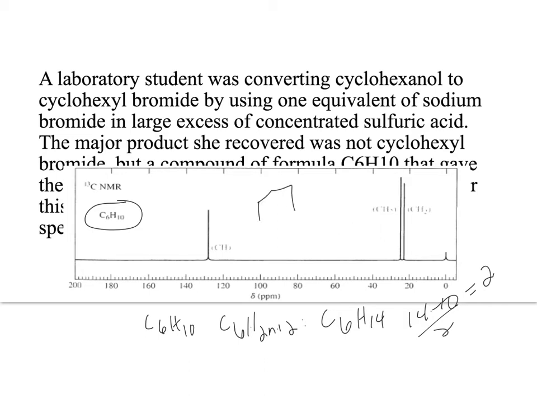So what if we got elimination? And you got that. That would be C6, and you have 1, 2, 3, 4, 5, 6, 7, 8, 9, 10. And you would have 3 different peaks because there's symmetry here. So these peaks would be carbon A, and then this methylene would be B, and then this one would be C. And you would only get 3 peaks because these would be equivalent.